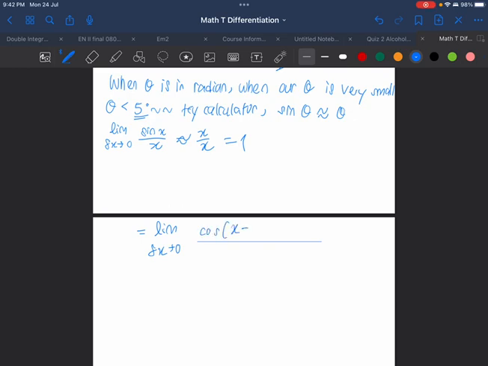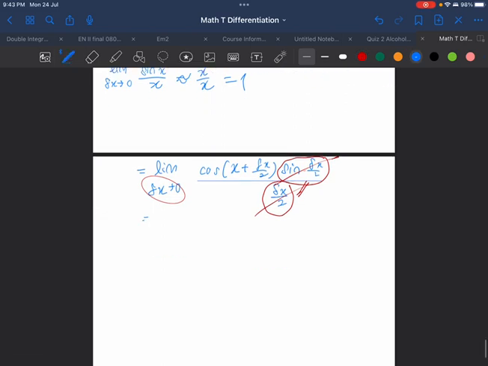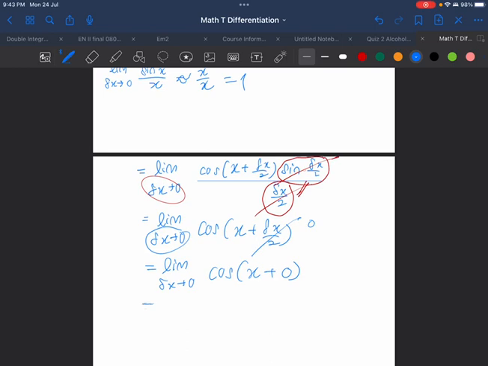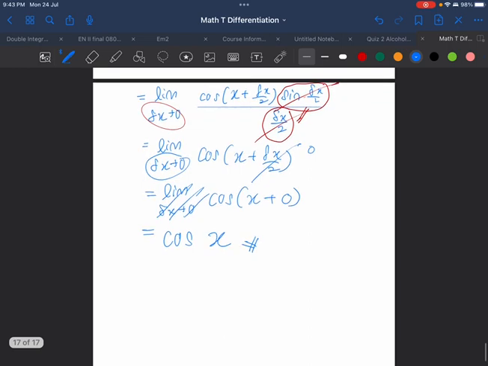So I write back cos x plus delta x over 2 times sine delta x over 2 over delta x over 2. Since delta x approaches 0, sine delta x over 2 is almost the same as delta x over 2. Both of these are not 0, hence we can cancel out. It approaches 0 but it's not actually 0, so we can cancel out and we get the limit as delta x approaches 0 of cos x plus delta x over 2. Now, when delta x approaches 0, we can treat it as equivalent to 0, so it's the limit as delta x approaches 0 of cos x plus 0, and here we get cos x. So that is how we derive sine x differentiating into cos x by using the first principle of differentiation.